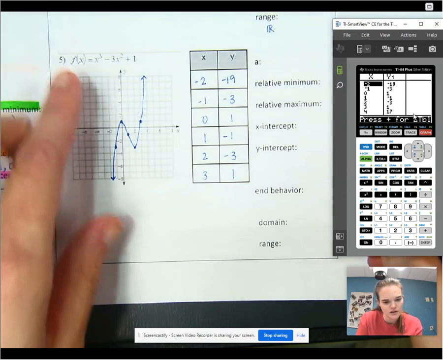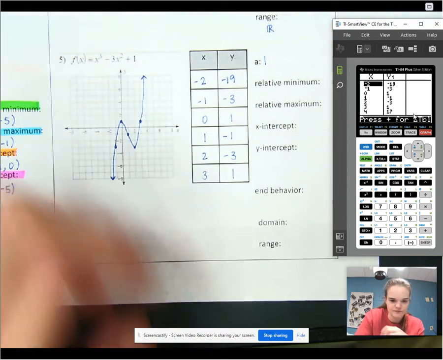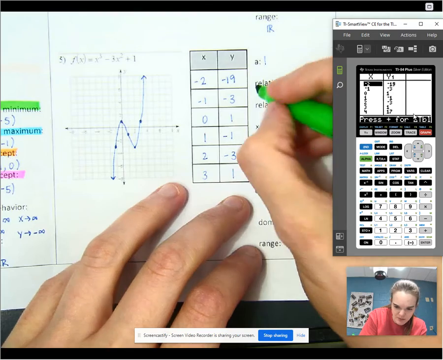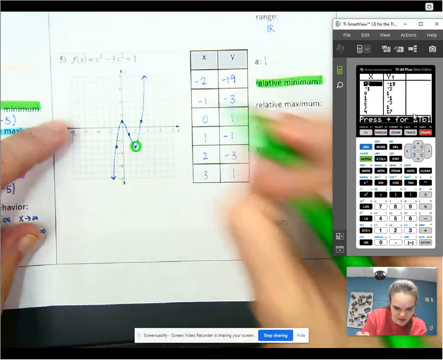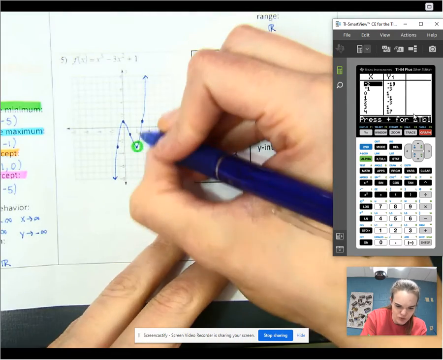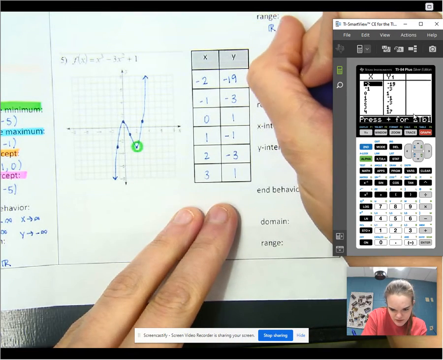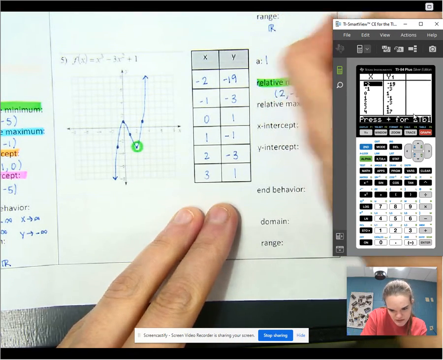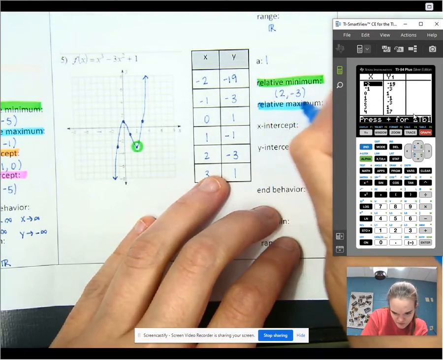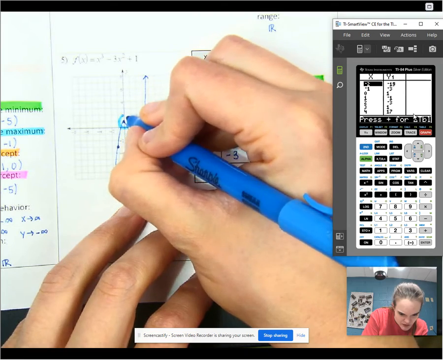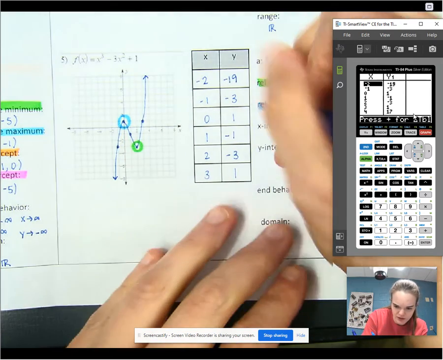Okay. The A value is 1. Relative minimum, it's either this point or this point. So it's the lower one. That's the minimum. That is (2, negative 3). The relative maximum, the larger one, that is (0, 1).